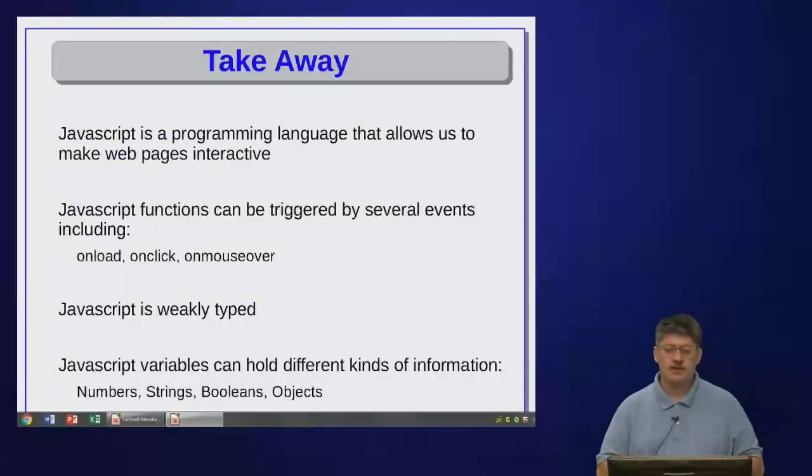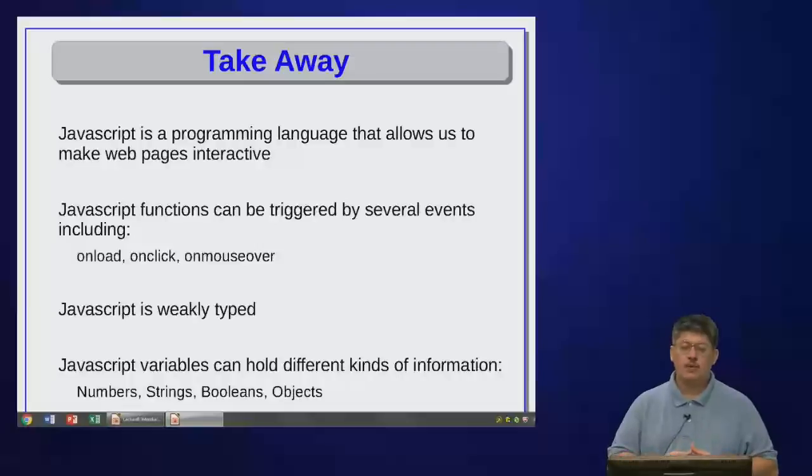So, in summary, JavaScript is a programming language that allows us to make web pages interactive. We can trigger JavaScript functions in several different ways. 3 of the important attributes that we can use are onLoad, onClick, and onMouseOver. It's a weakly typed language, which means that variables can change types and that we don't have to declare their type. And we have lots of different kinds of variables. We have numbers, strings, booleans, and objects. We'll talk more about JavaScript next time.